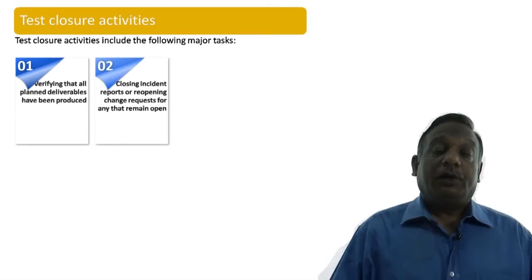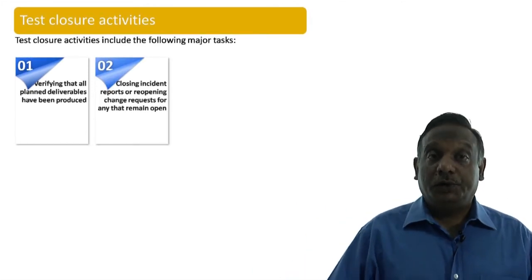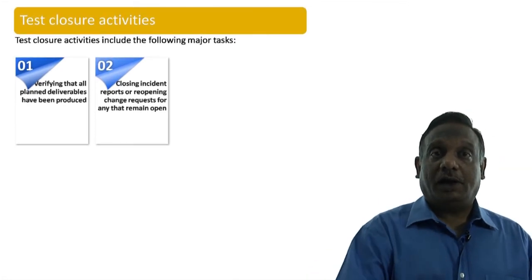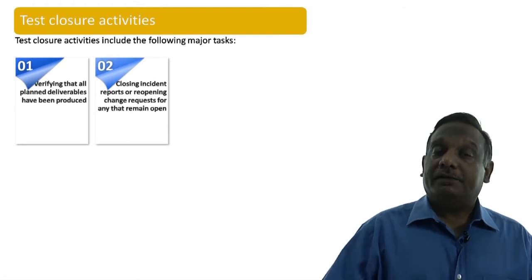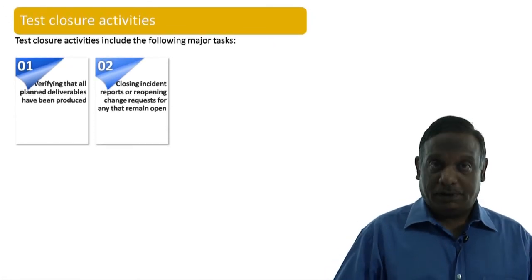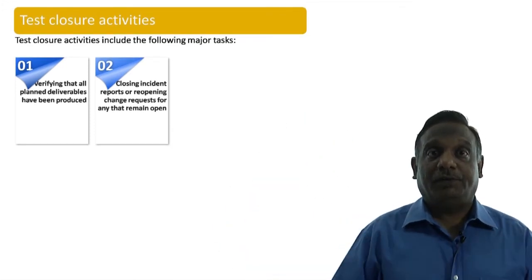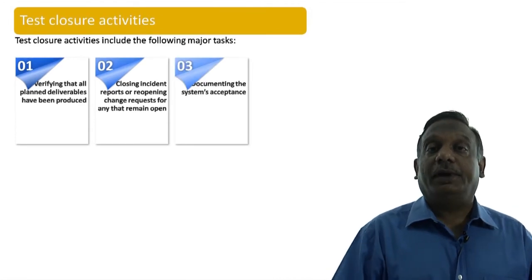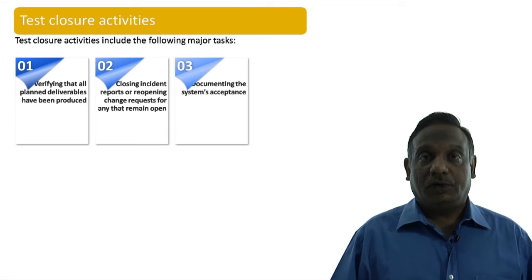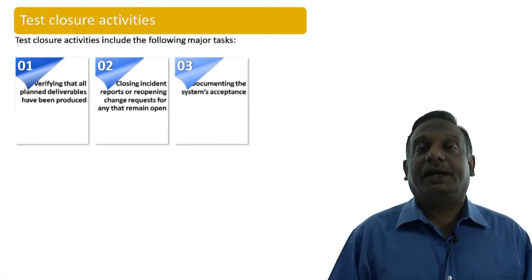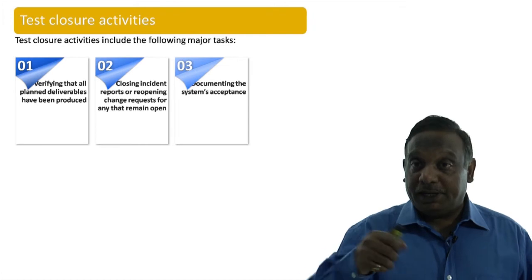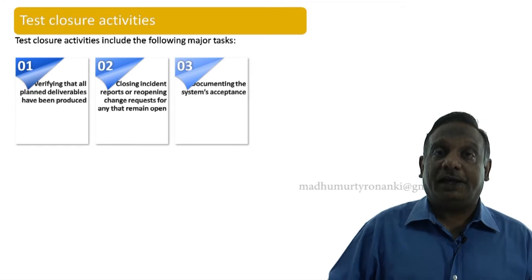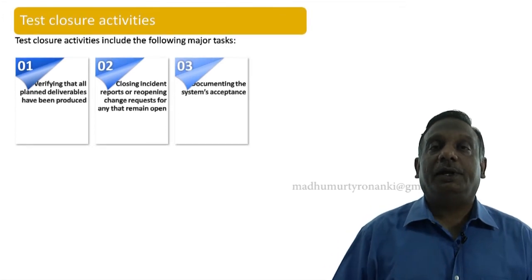So check that. The second, what you have to do during the testing project, you might have opened a lot of incident reports. So ensure that all of them have been closed, or some of the change requests that are still open, keep them reopened so that some of the people will look at it for the next release and improve them. And then the third one is document the system's acceptance. So it may be an acceptance kind of test where you have conducted tests and somebody would have signed, agreed that yes, this is working, this is working, so hence I am accepting. So put a documentation around that.